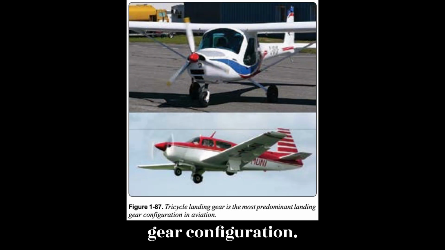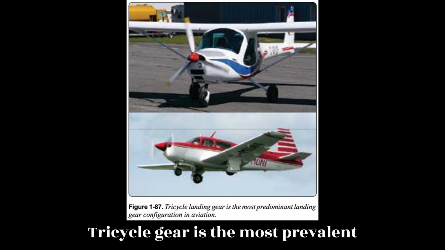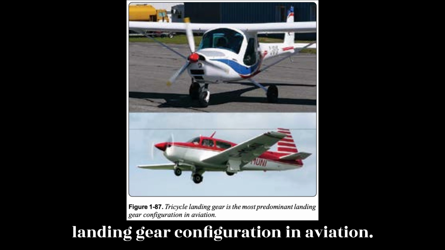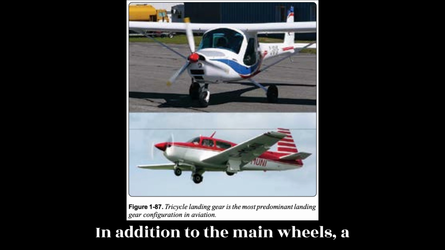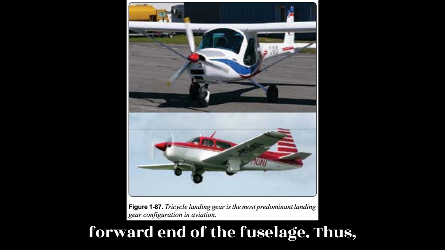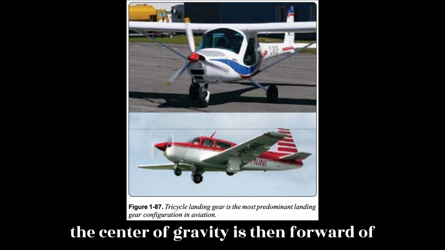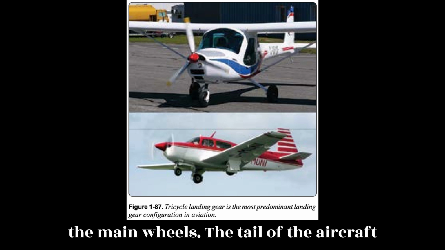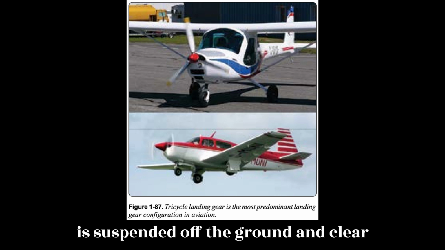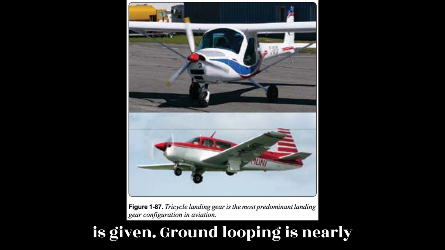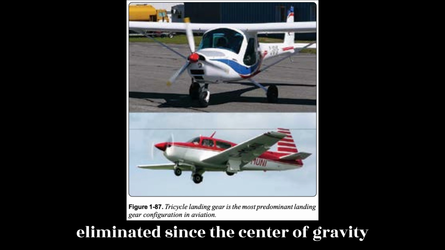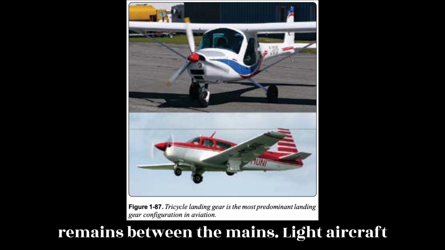Tricycle gear configuration. Tricycle gear is the most prevalent landing gear configuration in aviation. In addition to the main wheels, a shock-absorbing nose wheel is at the forward end of the fuselage. Thus, the center of gravity is forward of the main wheels. The tail of the aircraft is suspended off the ground and a clear view straight ahead from the flight deck is given. Ground looping is nearly eliminated since the center of gravity follows the directional nose wheel and remains between the mains.